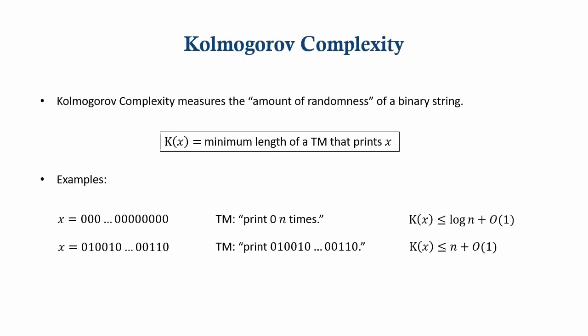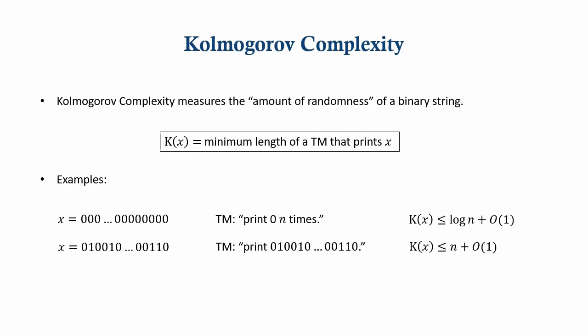Let me start with a quick introduction of Kolmogorov complexity. So Kolmogorov complexity is a complexity measure of individual binary strings. And we can think of it as a measure of the amount of randomness of a string. And the Kolmogorov complexity of a string x, denoted as K of x, is defined as the minimum length of a Turing machine that prints x.